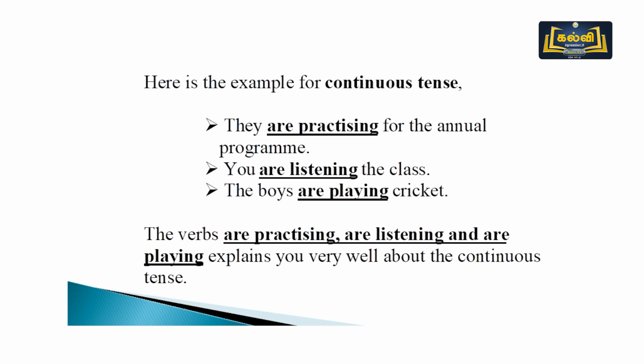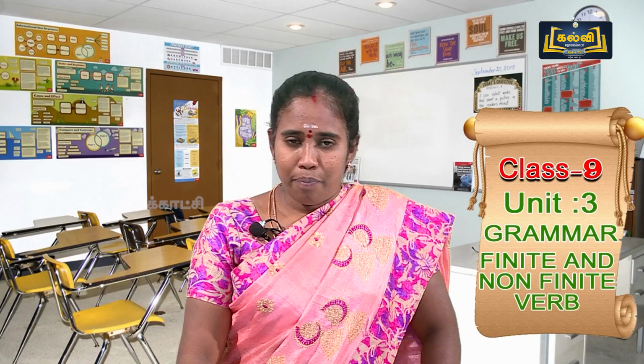Once again, I will repeat the sentence for your better understanding. They are practicing for the annual. You can have a program, annual sports, anything. The second sentence, you are listening the class. And the third sentence is, the boys are playing cricket. Here, the verbs are practicing, are listening, and are playing explain you very well about the continuous tense.